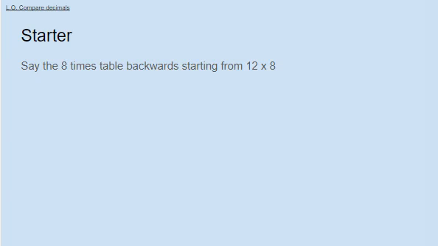So, for a starter, say the 8 times table backwards starting from 12 times 8. So have a real think about what 12 times 8 is. If you partition 12 into 10 and 2, you can work out what 10 lots of 8 are and 2 lots of 8 are and add that together. We'll start from that and then see if you can count backwards from that. And you might want to pause the video. I'm going to crack on.